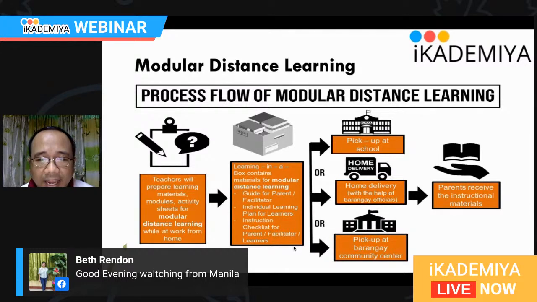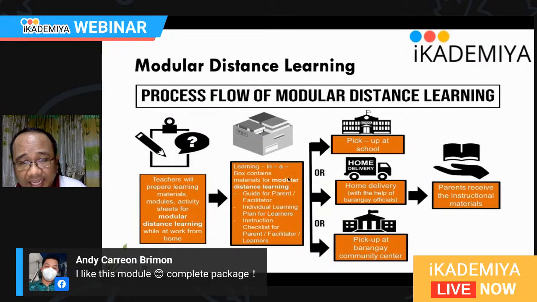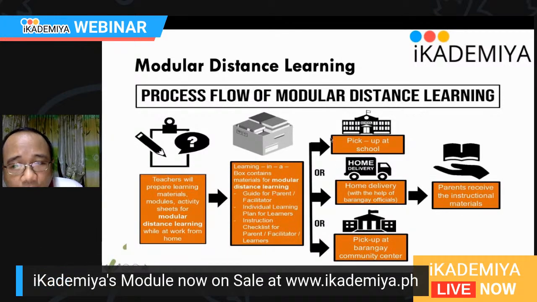So based on DepEd, this is the process flow of modular distance learning. The teacher will prepare the module and then it will be given online or offline. In this case, it will be given both online and offline. I think academia will be offering both. So for offline, this will be the mode.